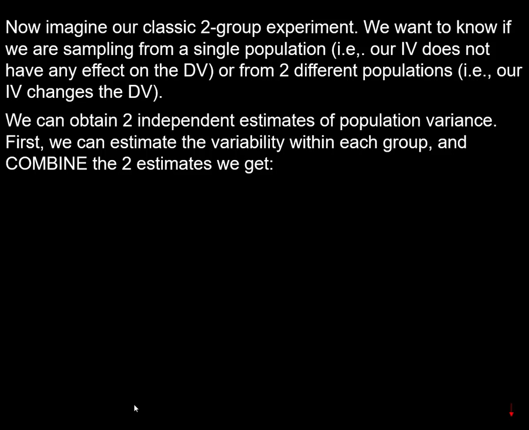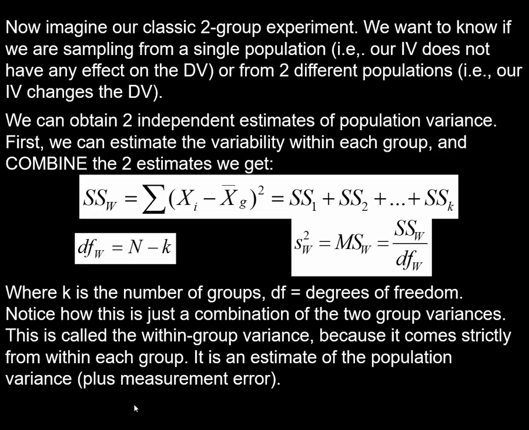So we can obtain 2 independent estimates and combine the 2 estimates we get. So first we estimate the variability within each group, and we combine those estimates. So we have 2 groups, and what we're going to do is we're going to look at the difference between each group mean and each observation. And this should look pretty familiar to you, right? This just looks like a sums of squares equation. So we've already done a video on basic descriptive statistics and descriptive statistics of variability. And so this is just a sums of squares.